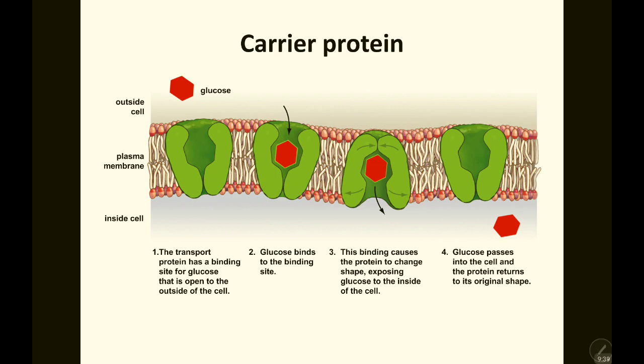For example here, this carrier protein has a certain shape. It receives the glucose into the carrier molecule, then changes shape from facing outwards to facing inwards, and then releases the glucose into the cell. So now glucose, which cannot pass through the phospholipid bilayer, can go through this protein.